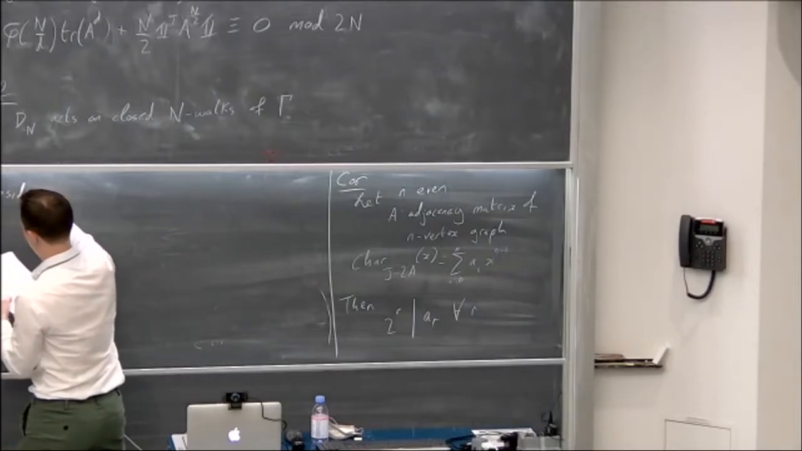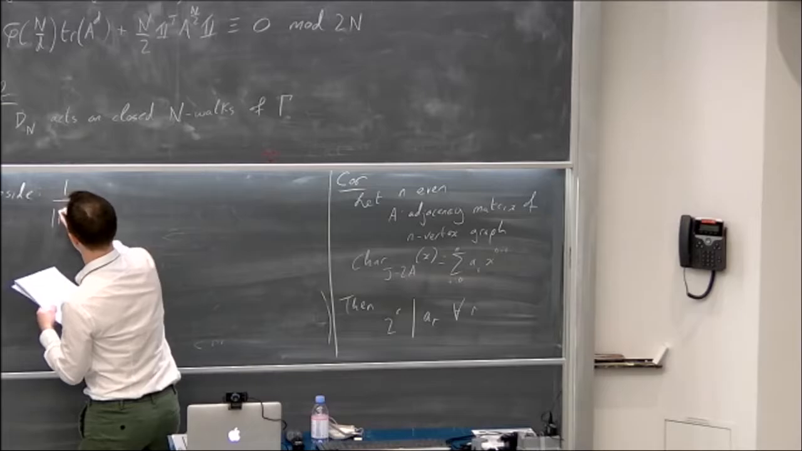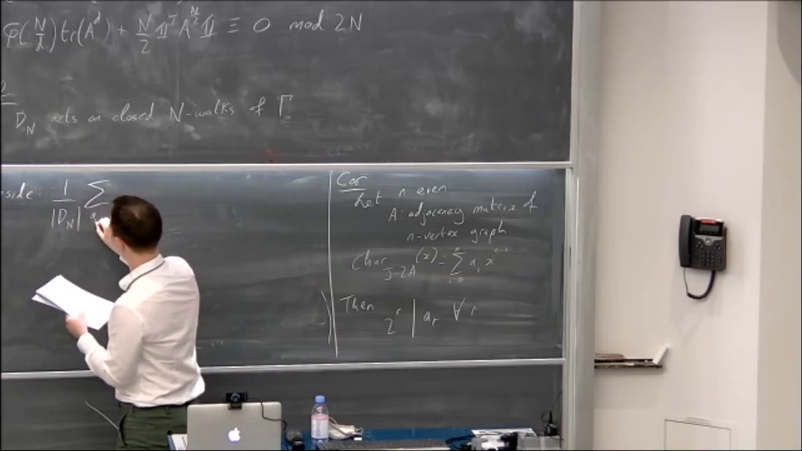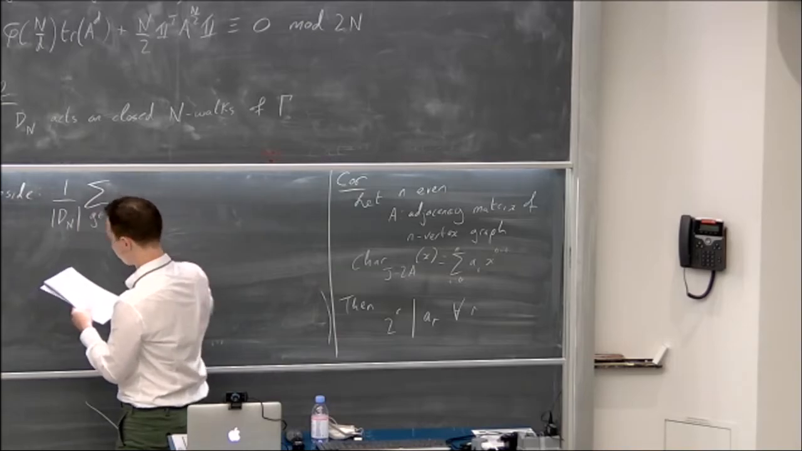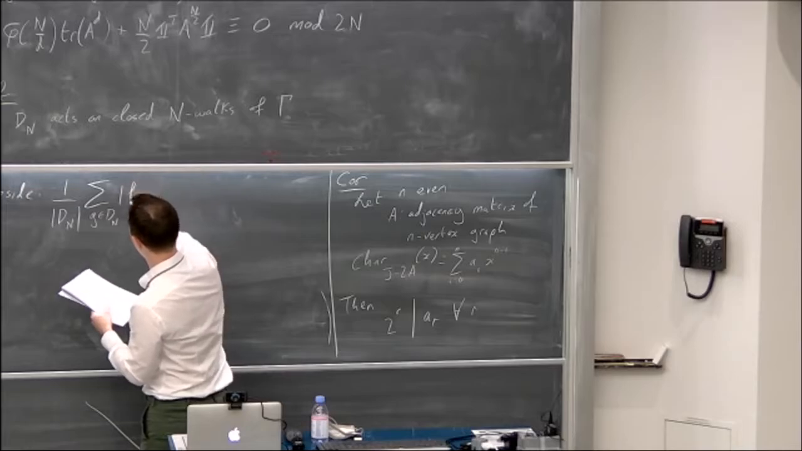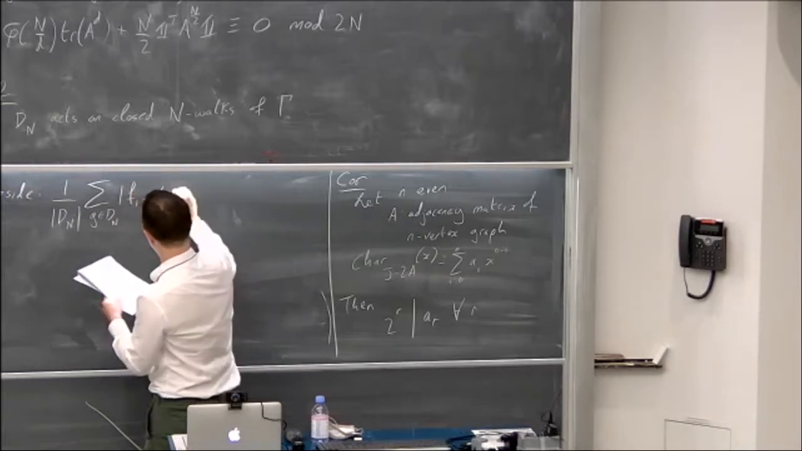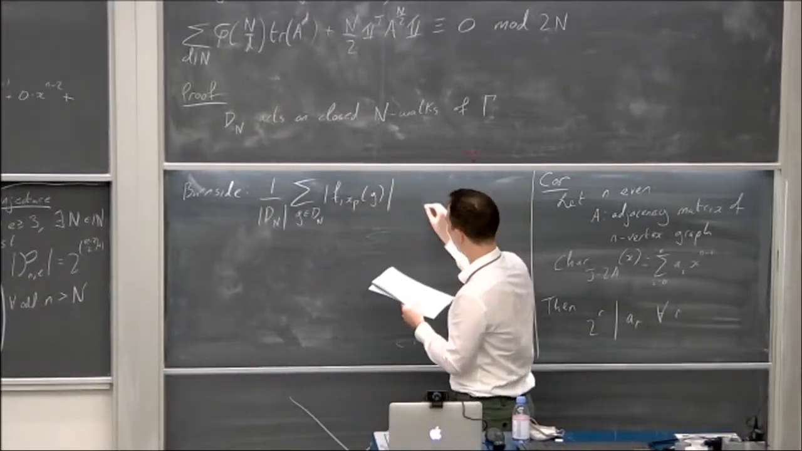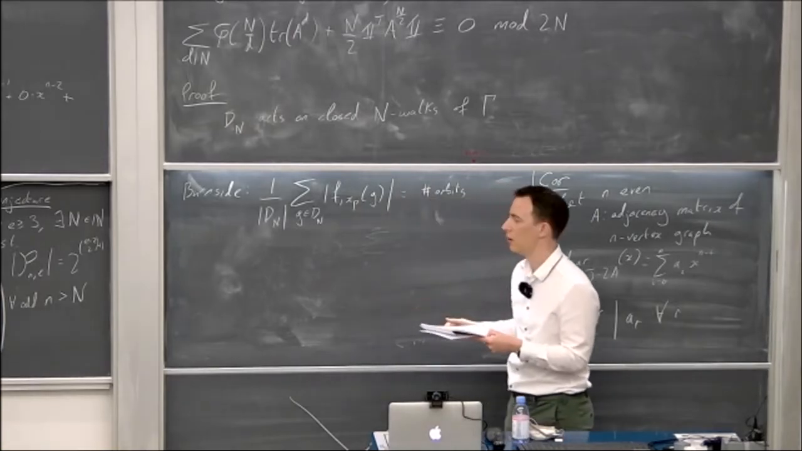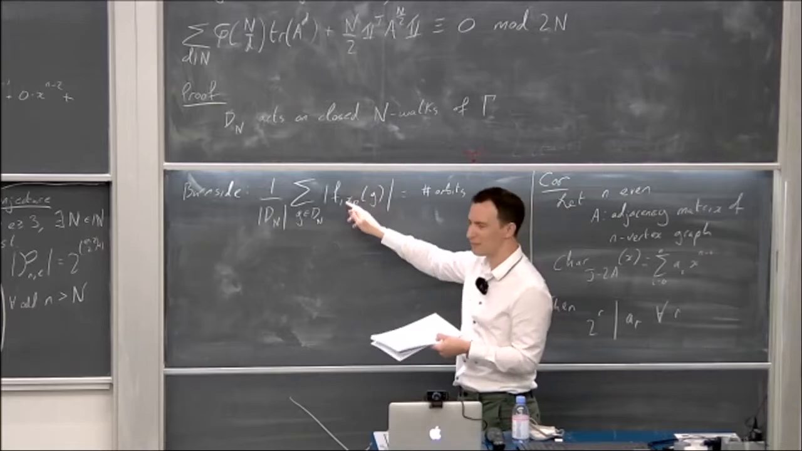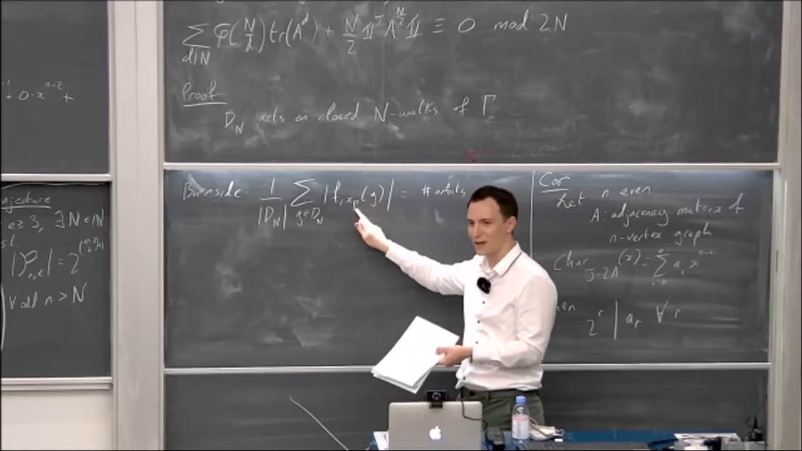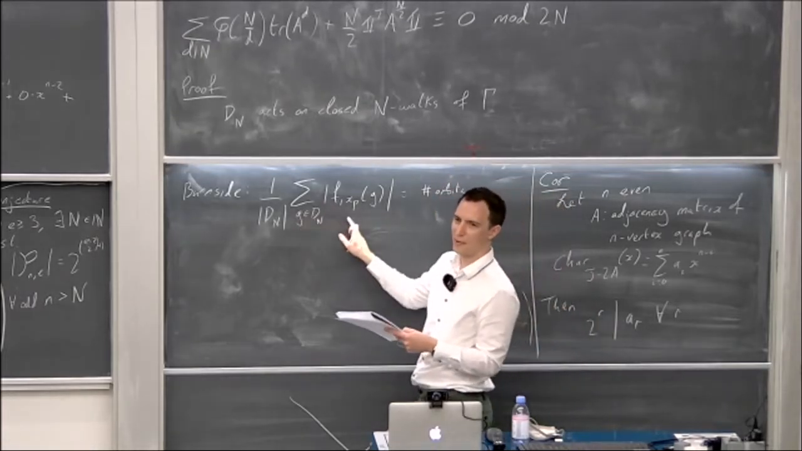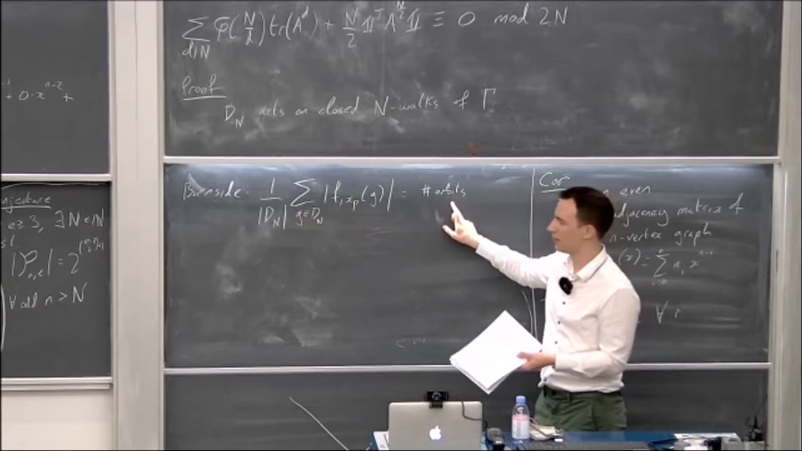Burnside says that if I work out 1 over the cardinality of the dihedral group multiplied by the sum over its elements, where we're summing up the cardinality of Fix, so the closed walks fixed by the group element g, well, this just gives you the number of orbits on the closed walks of gamma. So I'll say a bit more about this, but the point is, you take this sum, you get an integer. That's the point.